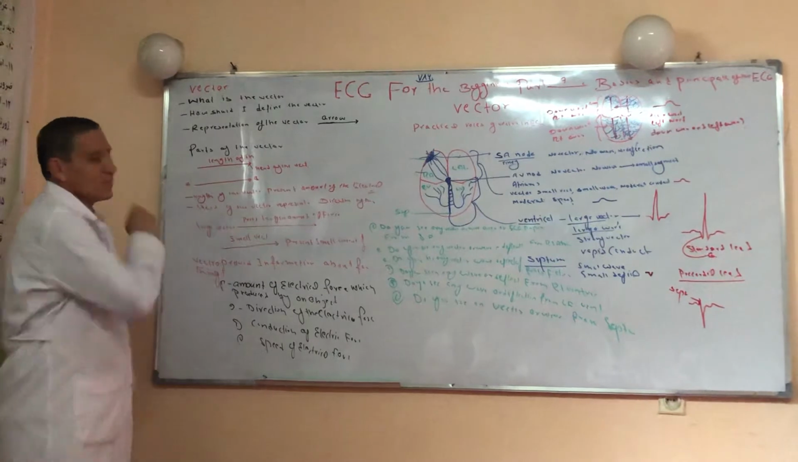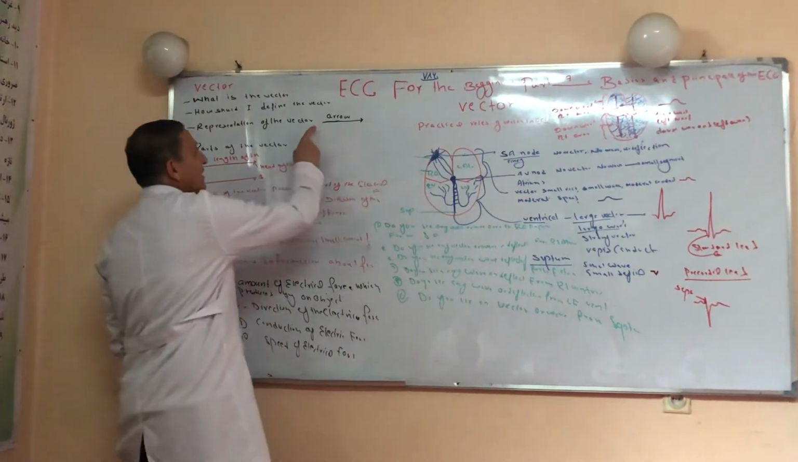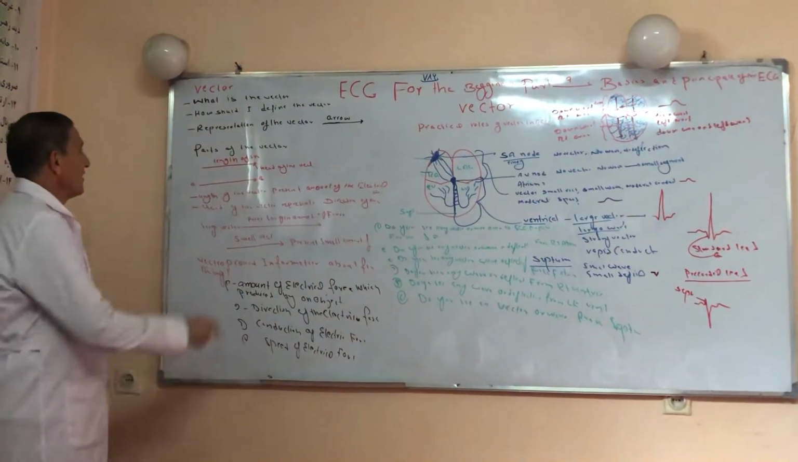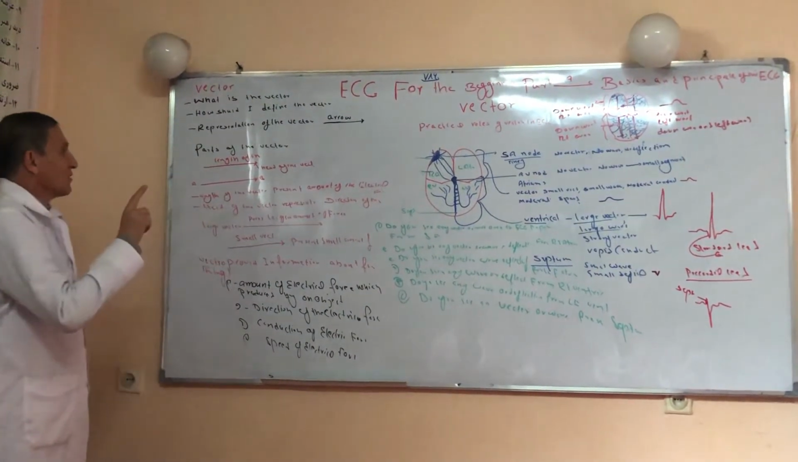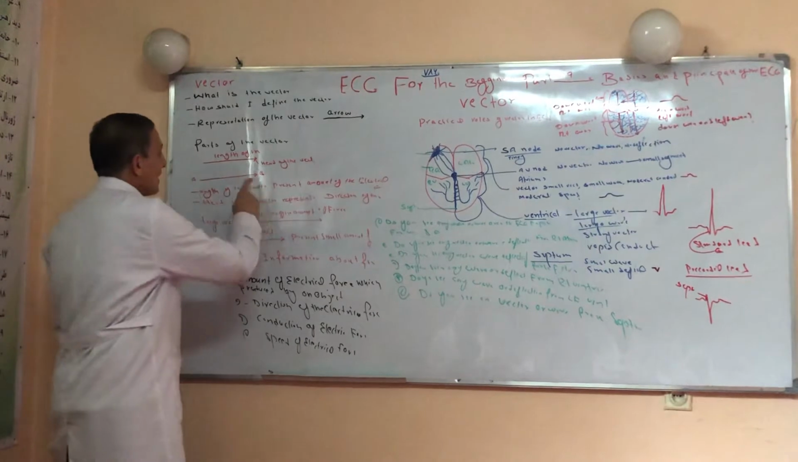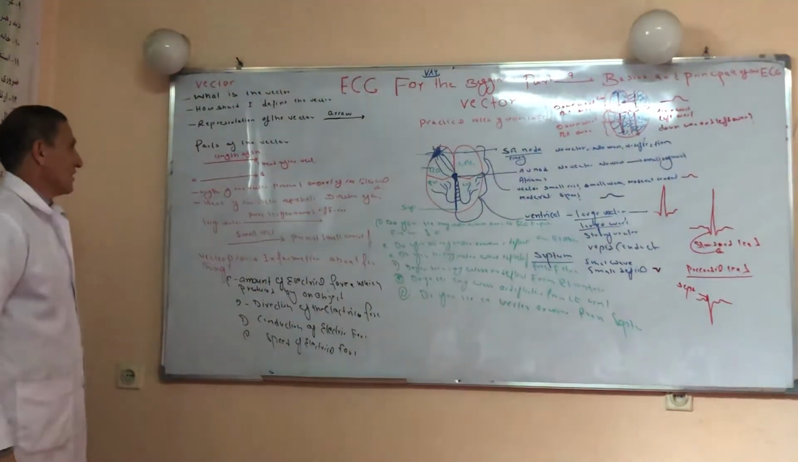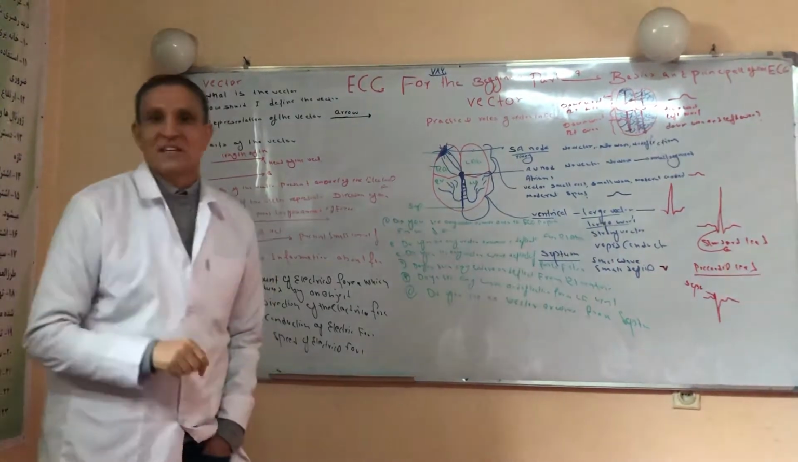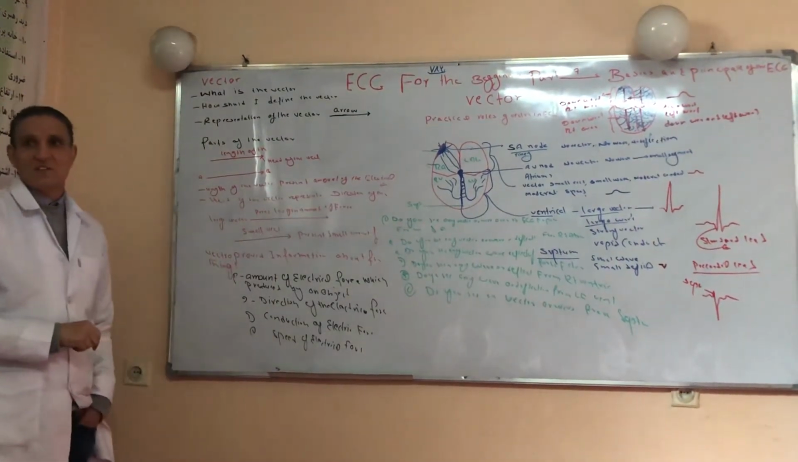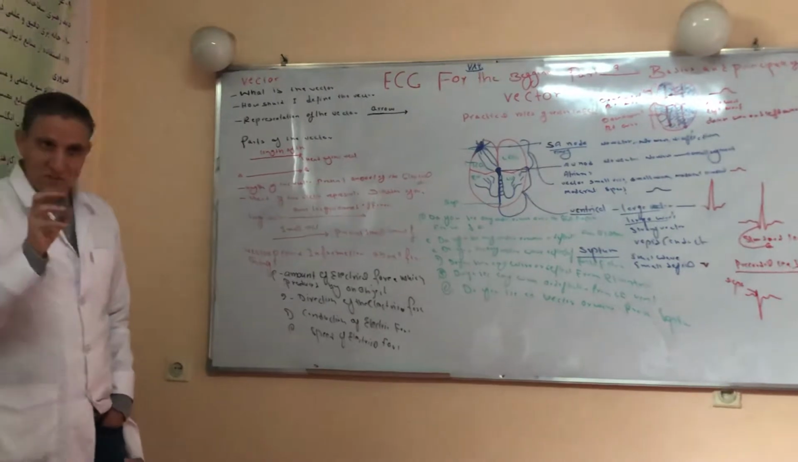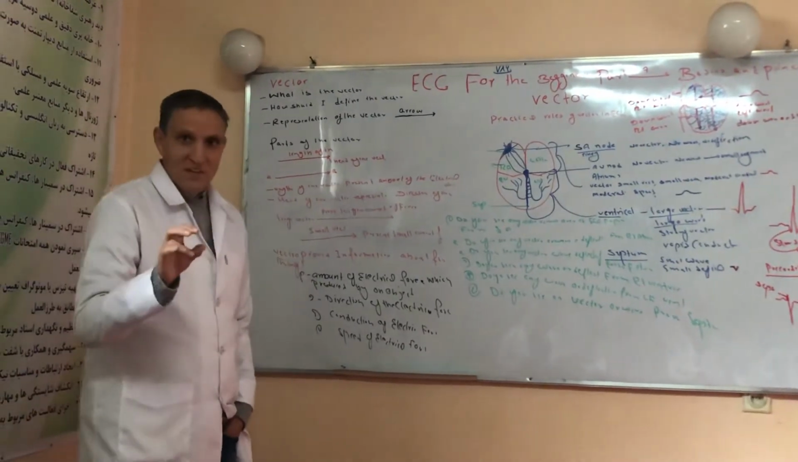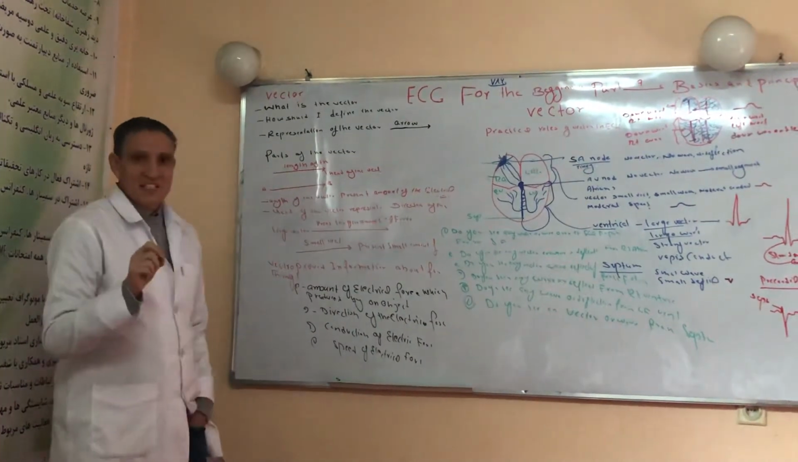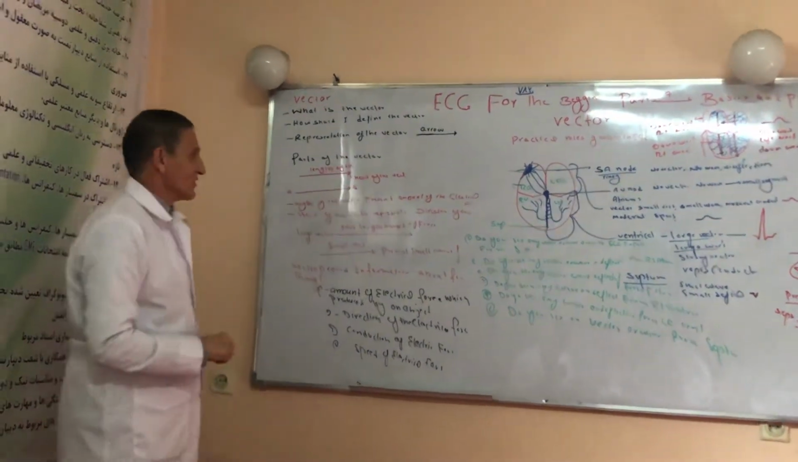The vector is made from two main parts: one is the length of the vector, another is the height of the vector. The length of the vector represents the amount of electrical force or amount of electrical potential, and the height of the vector represents the direction of the electrical force.